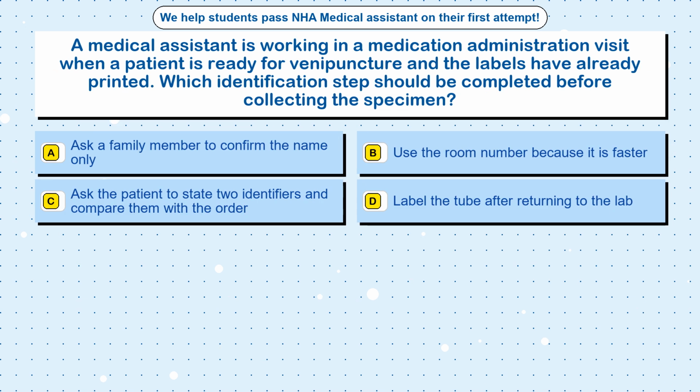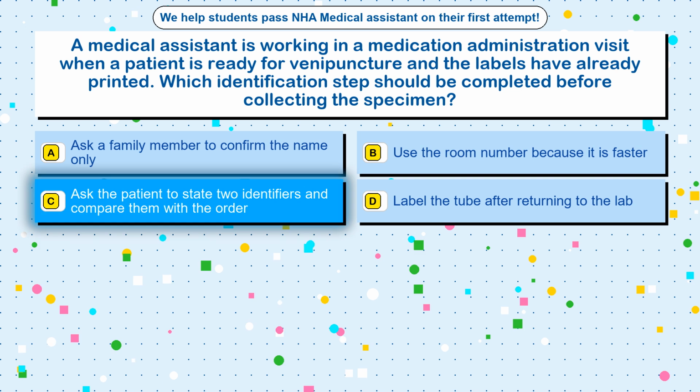Question 89. A medical assistant is working in a medication administration visit when a patient is ready for venipuncture and the labels have already printed. Which identification step should be completed before collecting the specimen? Option A, ask a family member to confirm the name only. Option B, use the room number because it is faster. Option C, ask the patient to state 2 identifiers and compare them with the order. Option D, label the tube after returning to the lab.